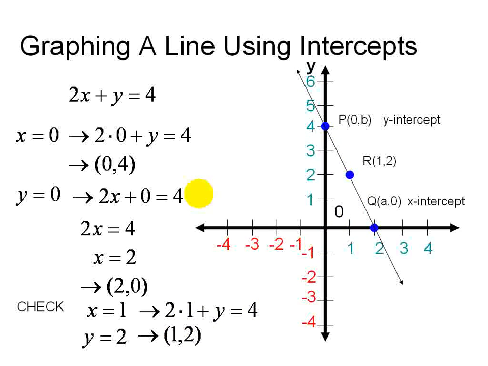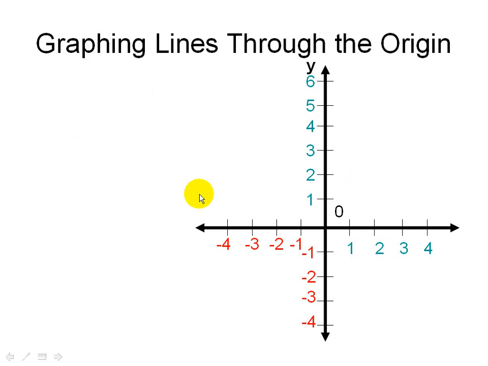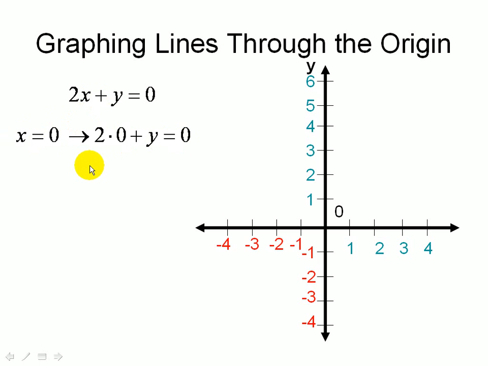So let's look at an example associated with graphing lines through the origin. In this case, we have our standard form of our linear equation, 2x plus y. However, this is equal to 0. Now we do the same process. X equals 0: 2 times 0 plus y equals 0, where we substituted x into this equation, and that gives us a point 0, 0 passing through the origin.